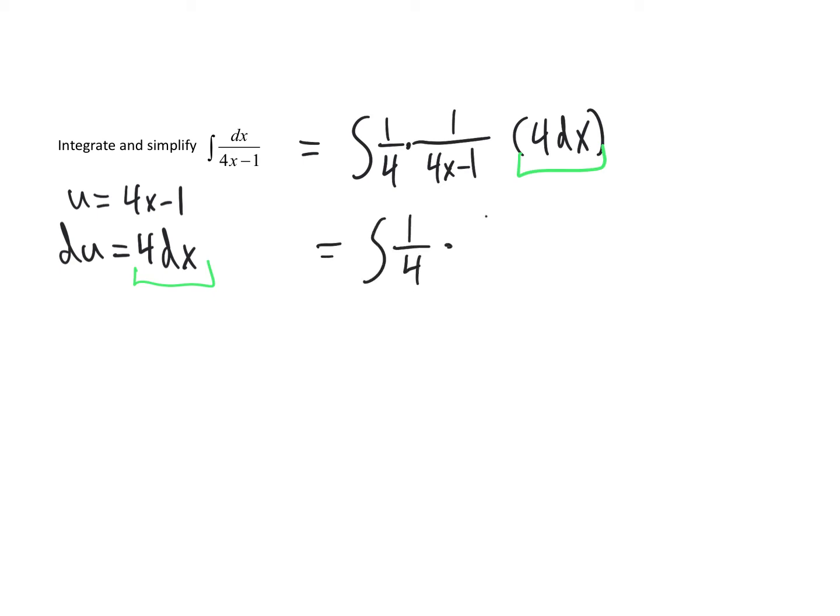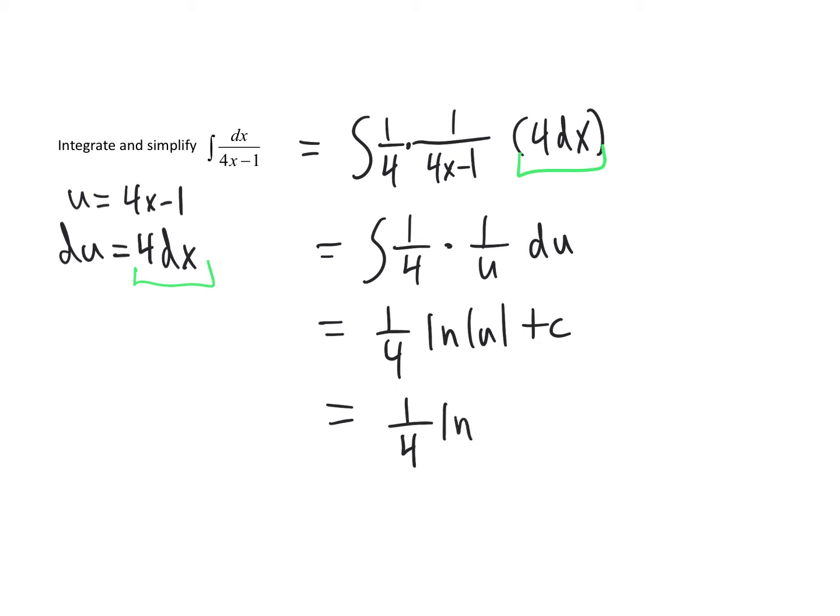So we end up with 1 over u, and we end up with du. So this becomes 1/4 ln u plus c. Substitute back in, 1/4 ln 4x minus 1 plus c.